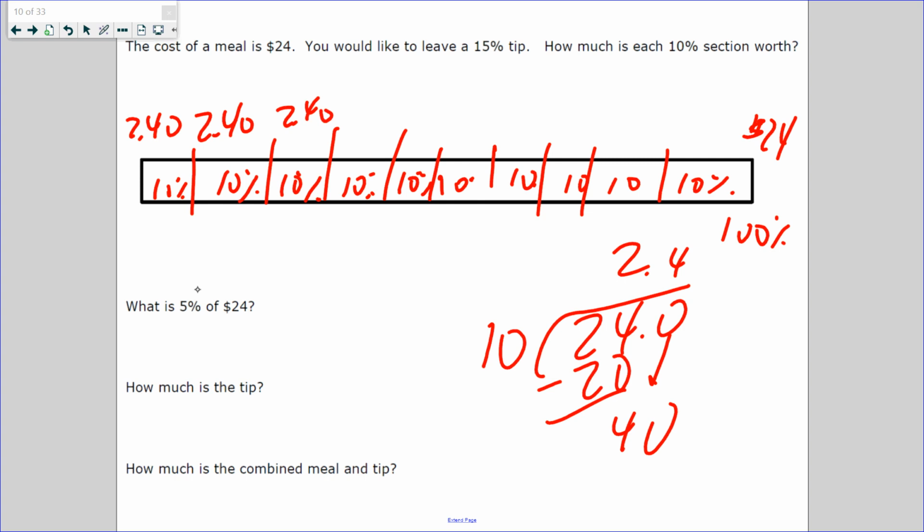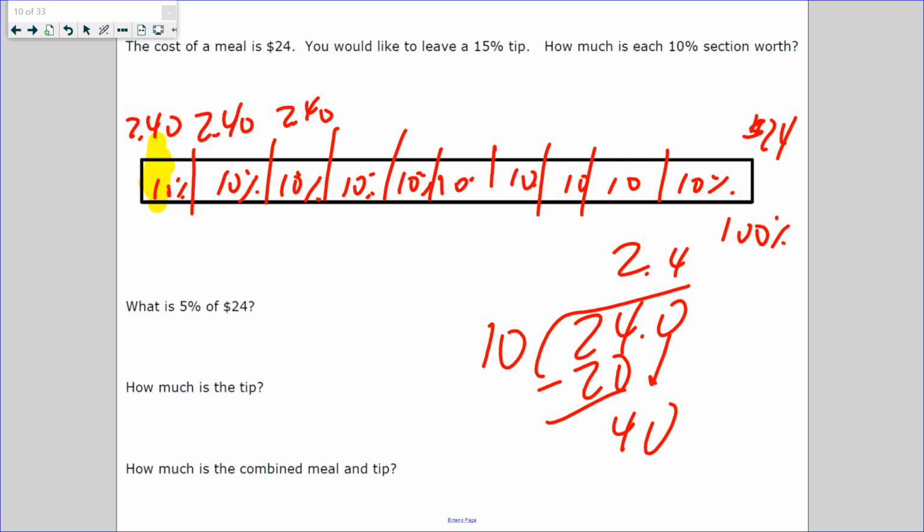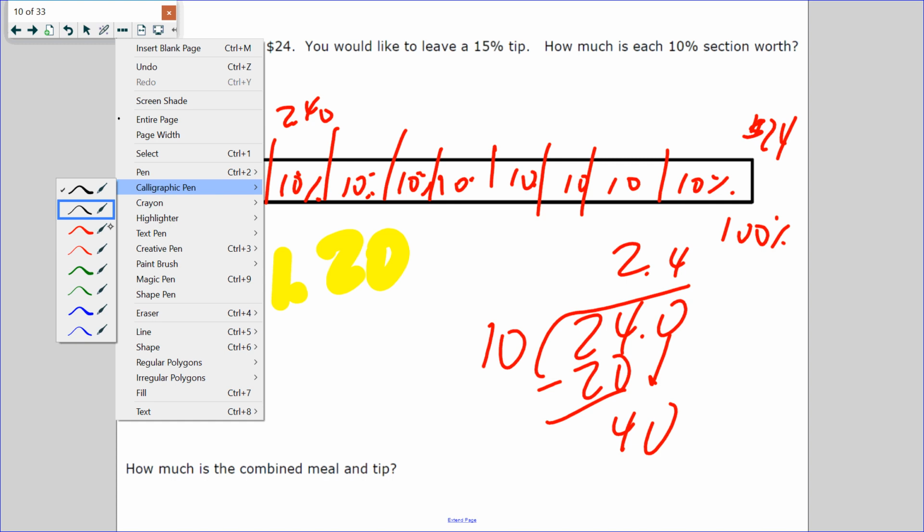So what is 5% of $24? Let's highlight that so you can see it a little better. 5% is like half of 10%. What's half of $2? A dollar. What's half of 40 cents? 20 cents. So it's $1.20. So how much tip should we leave behind?